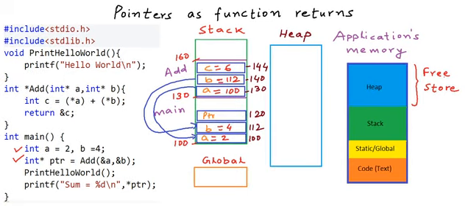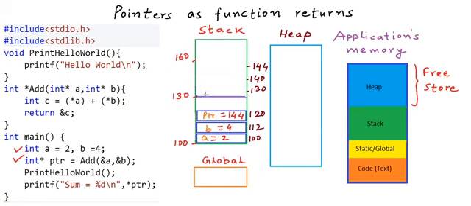Now this add function will return the address of its local variable c, which is 144, and finish its execution. So this ptr will be 144, and now the memory that is allocated to the add function will be deallocated.